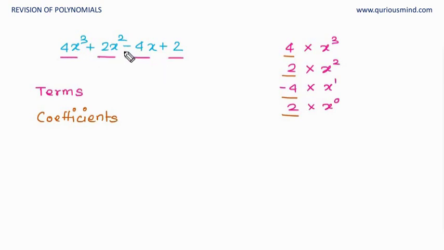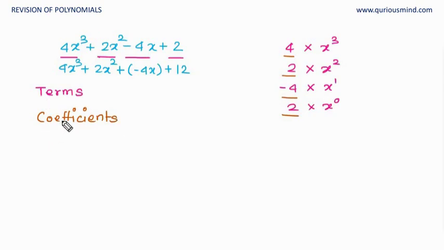But here it's subtraction. So how do you show that? The subtraction actually is, so this is 4x cube plus 2x square plus minus 4x plus 12. So the term here is minus 4x, not 4x, and that's why we used here minus 4 into x. So when we add terms, we get the polynomial. When we multiply coefficient with the variables, we get terms.